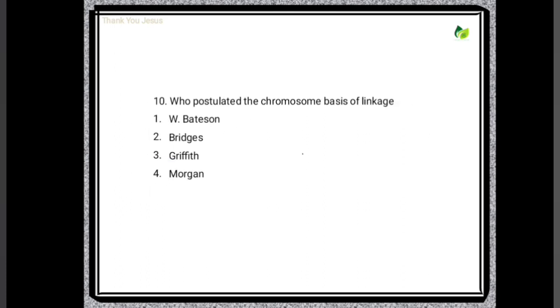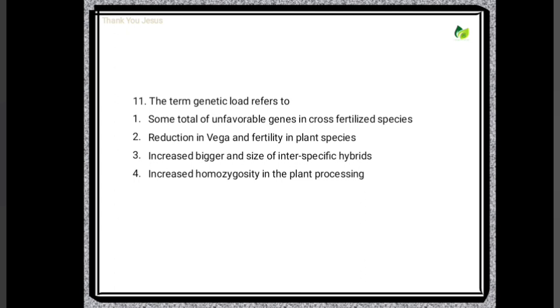Let's see the next question. Who postulated the chromosome basis of linkage? Options are W. Bateson, Bridges, Griffith, Morgan. The correct answer is Morgan. Let's see the next question.